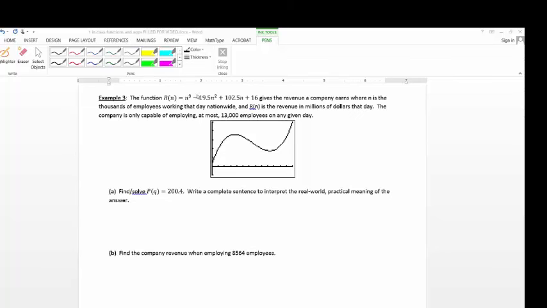We have a third-degree polynomial given, and it tells us in the problem that this function outputs revenue in millions of dollars per day, and that the input, N, is the thousands of employees working that day. It also tells us that this function only works for up to 13,000 employees in a day.